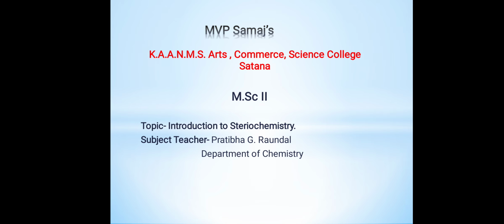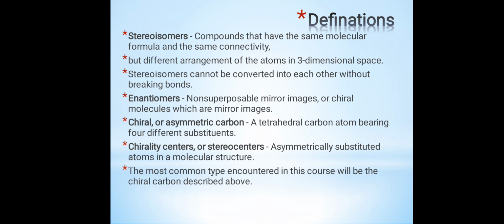Today I am going to discuss the introduction of stereochemistry. Stereoisomers are compounds that have the same molecular formula and the same connectivity, but a different arrangement of the atoms in three-dimensional space. Stereoisomers cannot be converted into each other without breaking bonds.